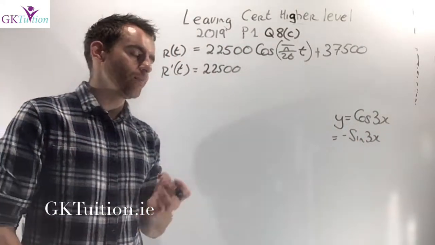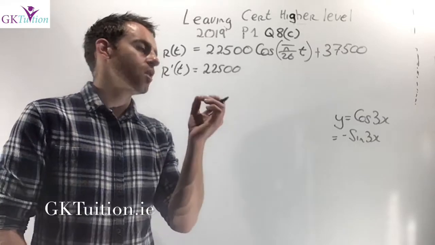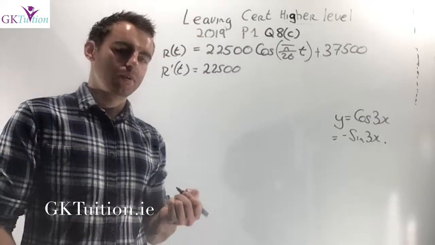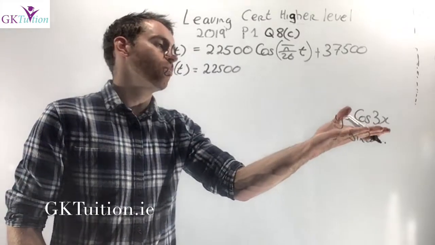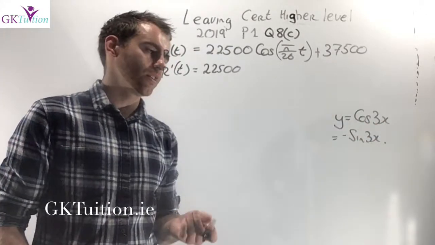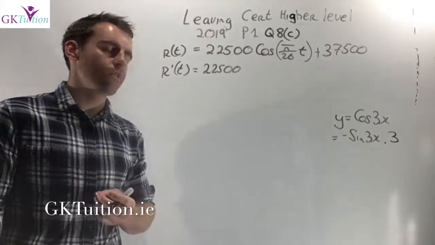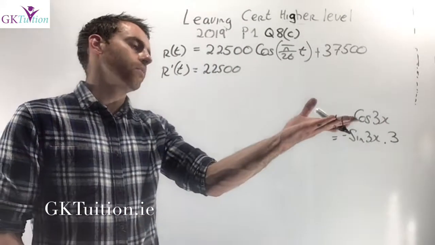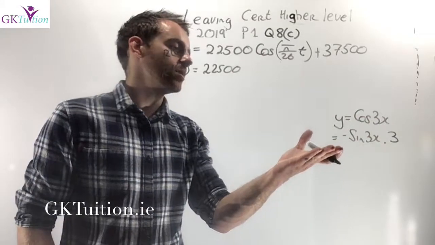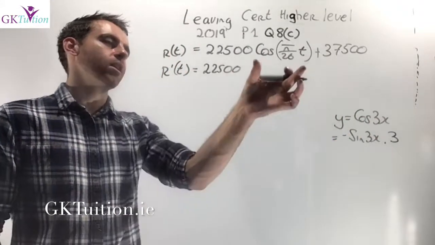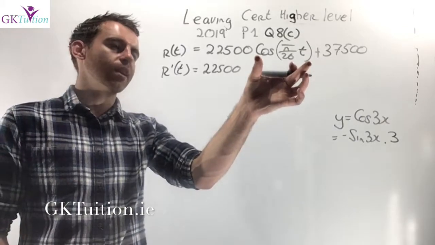The angle stays the exact same. The other thing is we then need to multiply by the derivative of the angle. In other words, we multiply by the derivative of 3x. The derivative of 3x is 3, or in other words, it's just the number in front of the variable. So the derivative of cos 3x is minus sine 3x multiplied by 3. Based on that logic, it's relatively straightforward to differentiate this.